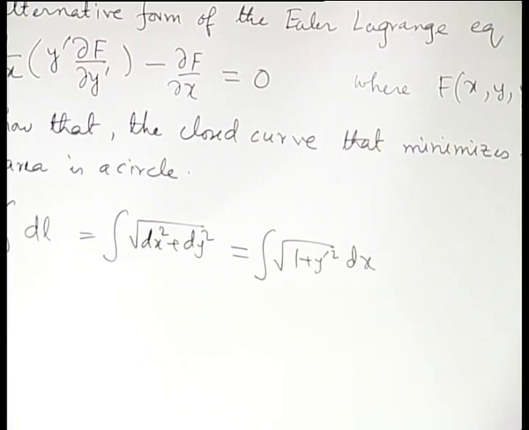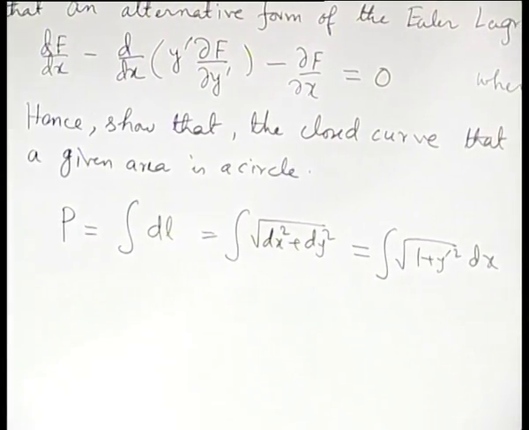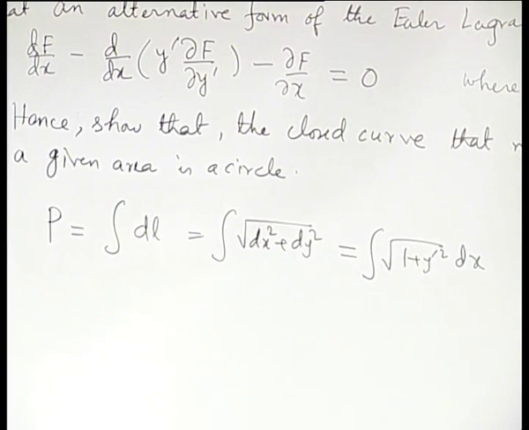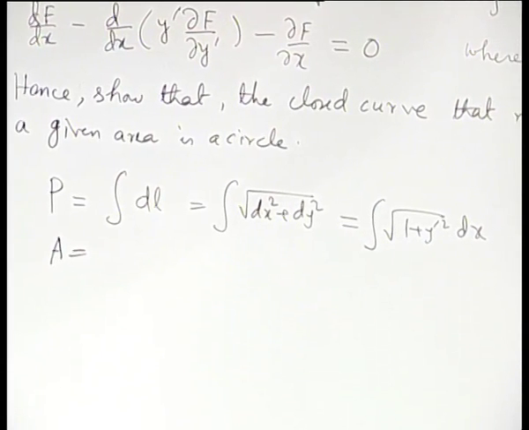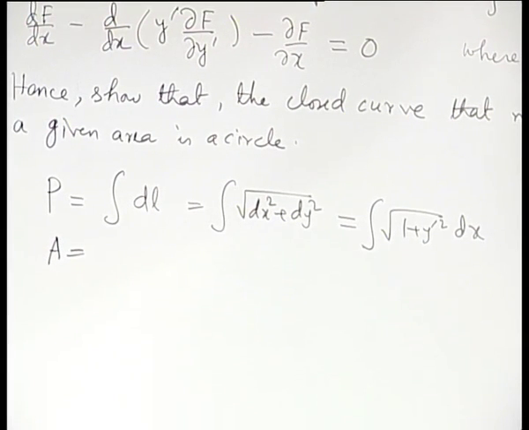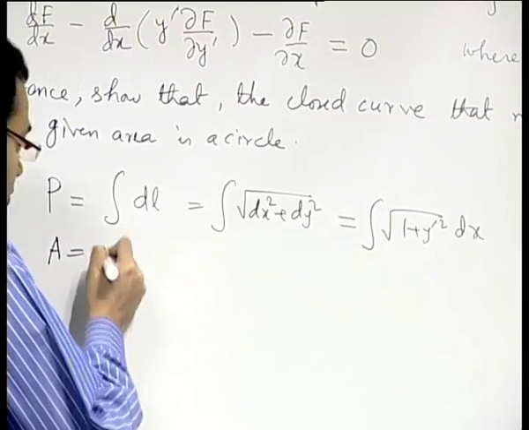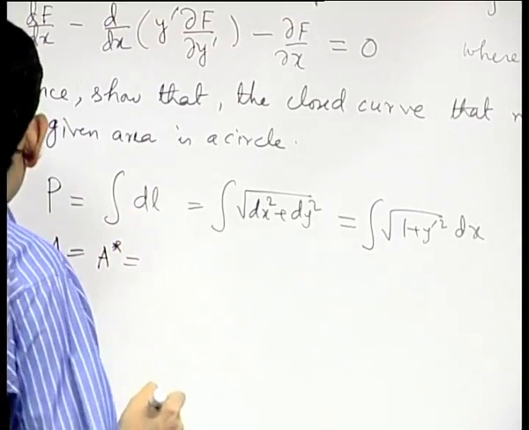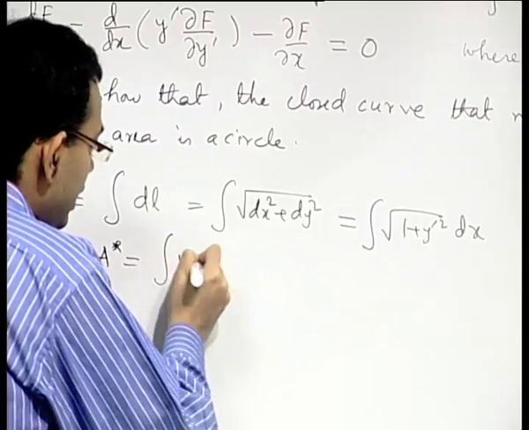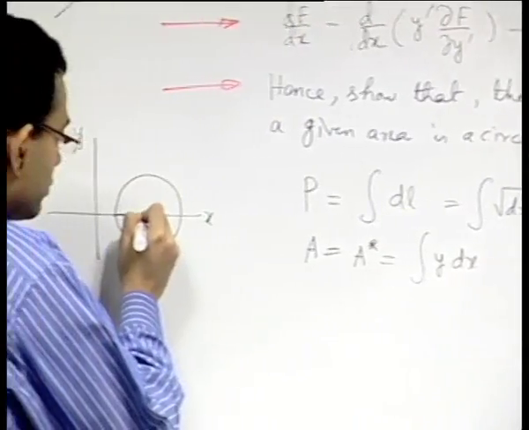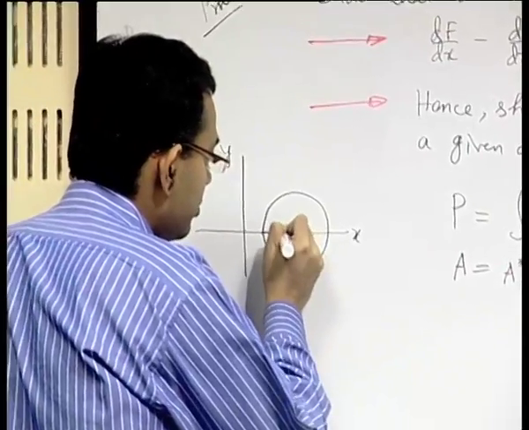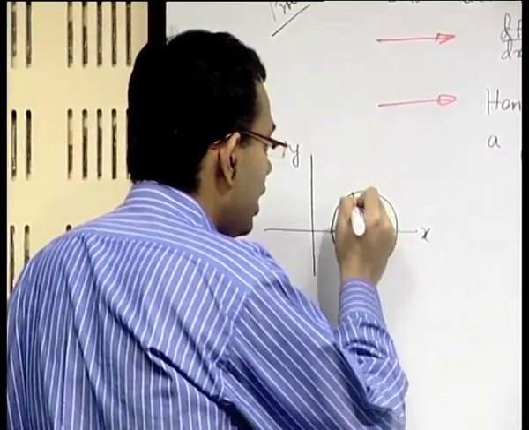So, you have to minimize this with a constraint. What is the constraint? The constraint is that the area is given, A is A star, which is a given area. So, area you can write as integral of y dx, because if you take a small element at a distance x, you take a small element dx, the corresponding height is y.